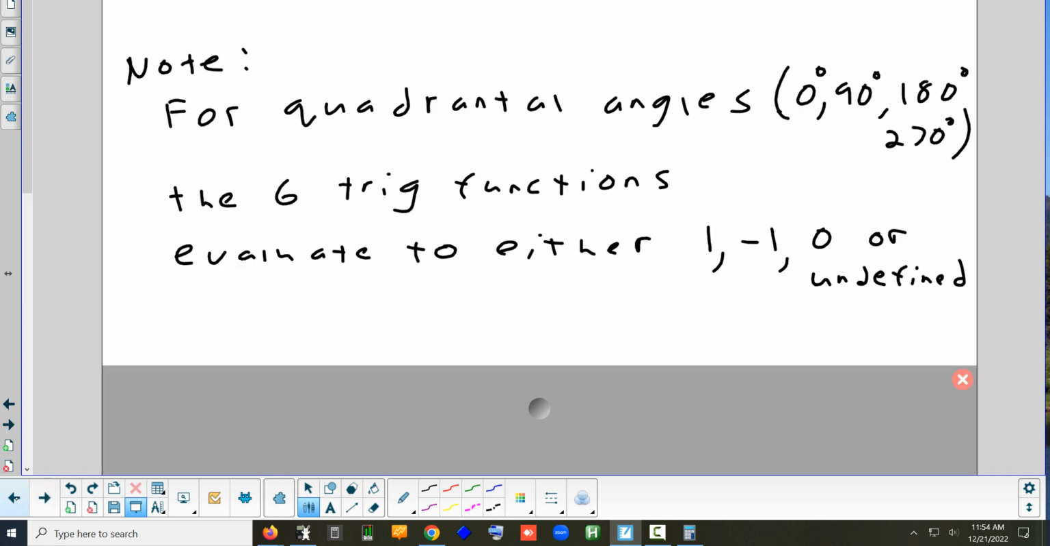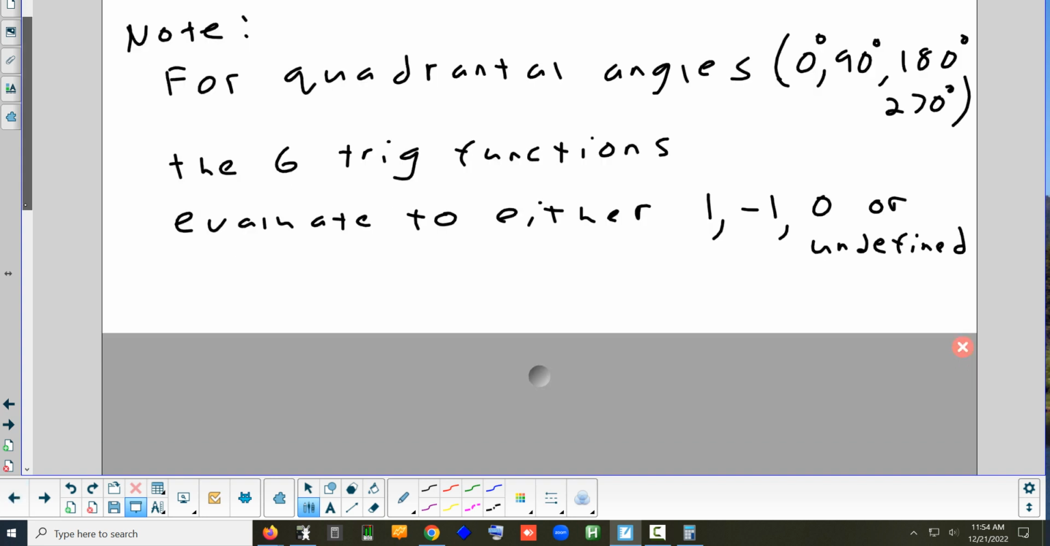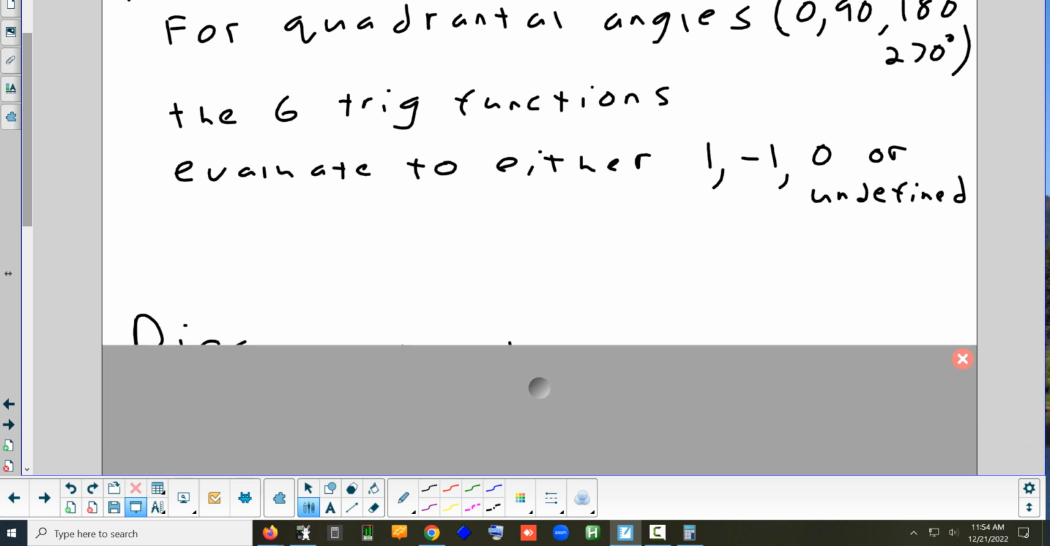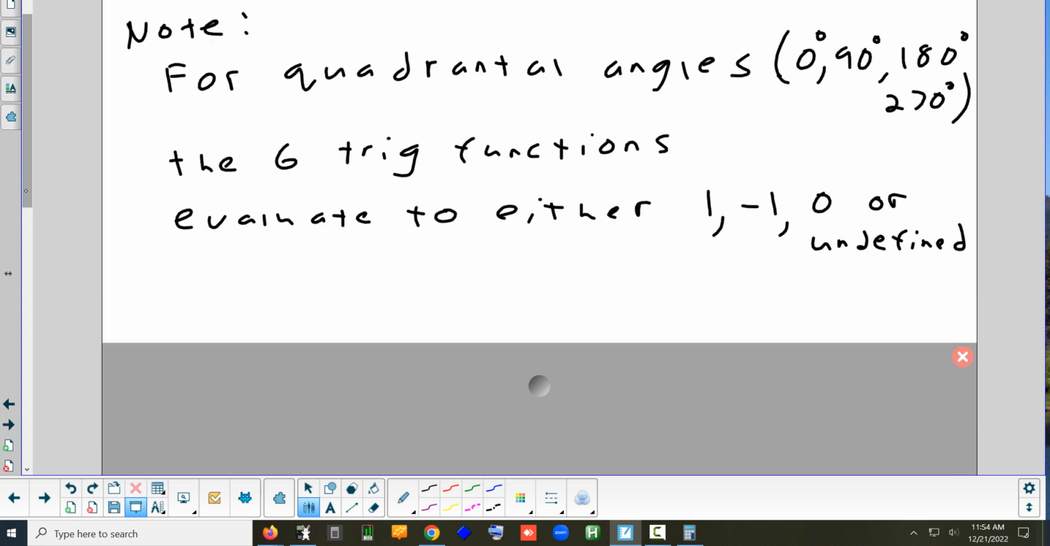All right, I think last thing. I think we already mentioned this before, but if we have angles that are 0, 90, 180, or 270, then from doing the unit circle, we know all the trig functions come out to either 1, 0, -1, or undefined. We did this when we talked about the unit circle.